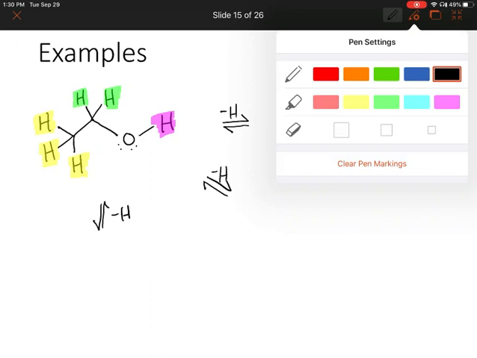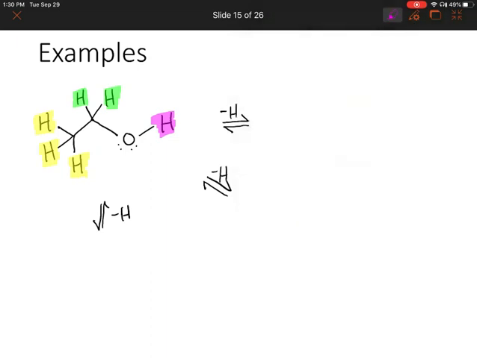All right, so let's see what happens if we lose a purple hydrogen. So if a base comes in and takes that purple hydrogen, what would the conjugate base look like? So we would have our 2 carbons and then our oxygen with 3 lone pairs. So that oxygen is negatively charged.